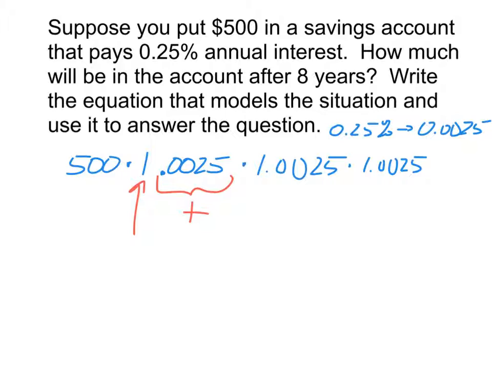Do you want to actually have to write that out 8 times and press equals on your calculator 8 times? Certainly not. There's a shorter way, right? What's a shorter way to represent multiplying something by itself 8 times? Exponent. Yep, exponent. So instead it could look more like 500 times 1.0025 to the power of 8. And that's how we can put it together.